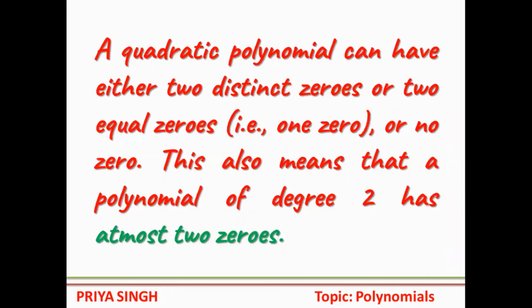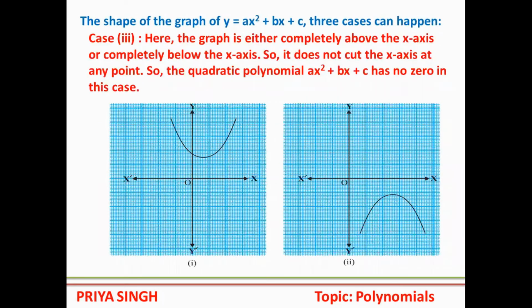Now the third case. As you can see, students, over here, in the third case, we are not able to see any intersection point. So there are no zeros present over here. Here the graph is either completely above the x-axis like this, or completely below the x-axis like this.